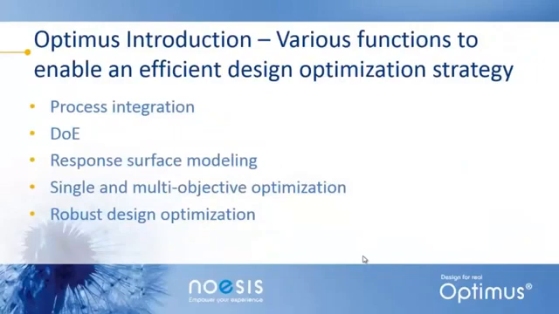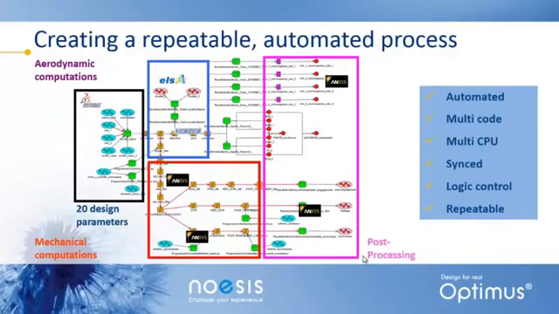Optimus actually has a variety of different functionalities, all working together to help you to arrive at your best designs possible in the given constraints of time and compute facilities. The ones I'll talk about, the primary ones here, are process integration, design of experiments, response surface modeling, optimization, and robust design optimization. So starting off with process integration.